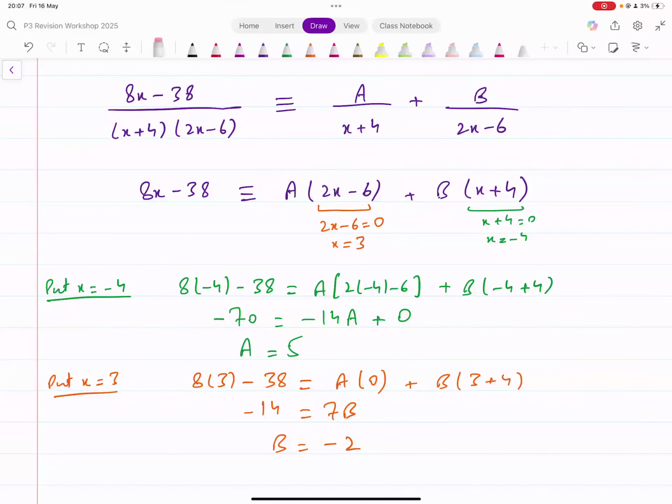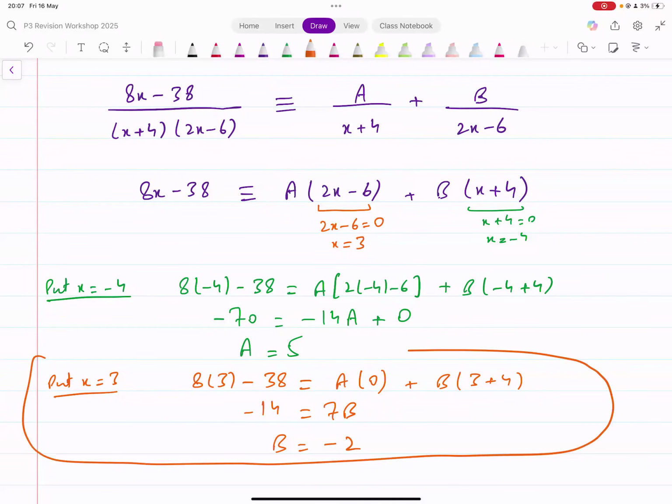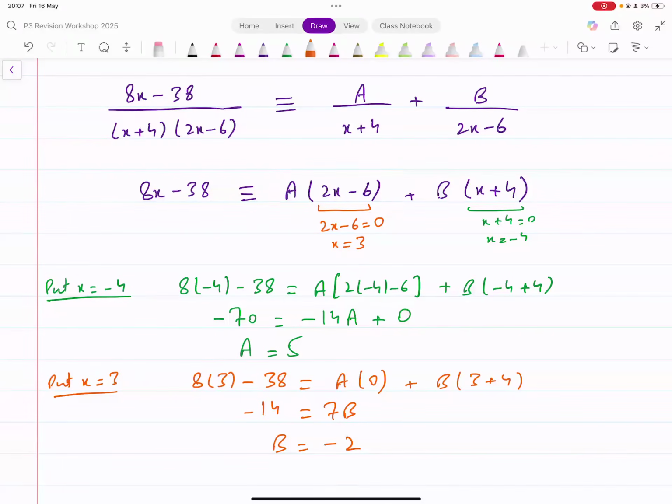Now I've done that here. So I've done that second. X equals 3. I've input x equals 3 there. On the left side, we have to input that value of x in both sides. When we input that here, we get 8 into 3 minus 38. On the right side, we get a into 0. A into 0, that's a 0. And that just leaves us with b into 3 plus 4. And from that, we can find the value of b, which turns out to be -2.